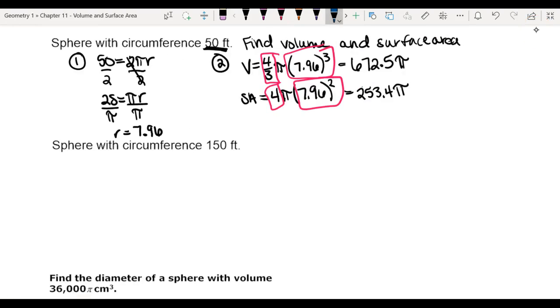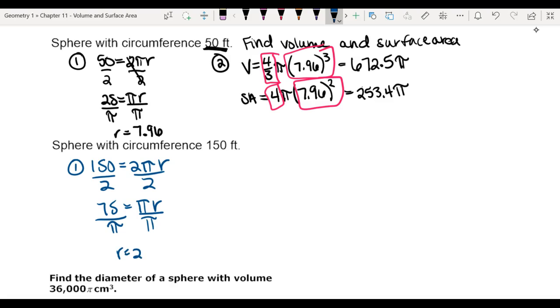So the first step that you need to do is the same first step as up here. But instead of 50 here, you're going to do 150. So your first step is 150 equals 2 pi r. Dividing by 2 gets you 75 equals pi r. And then you would divide by pi. When you do that, you get 23.87, so I'm going to say that your radius is 23.9.